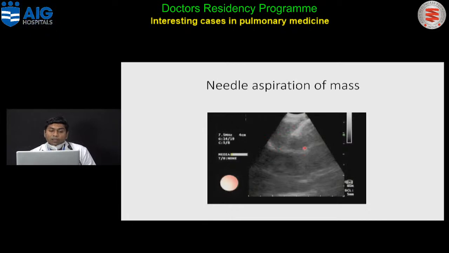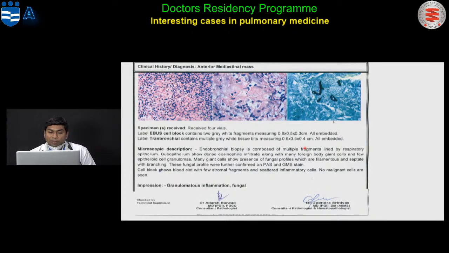You can see that under the guidance we are sending a needle into the mass and then taking a biopsy. And this was the patient's report. We can see that the patient was having granulomatous inflammation, and you can see that the fungal profiles are clearly seen on the GMS stain.